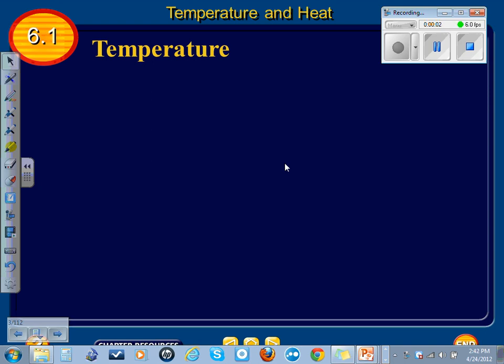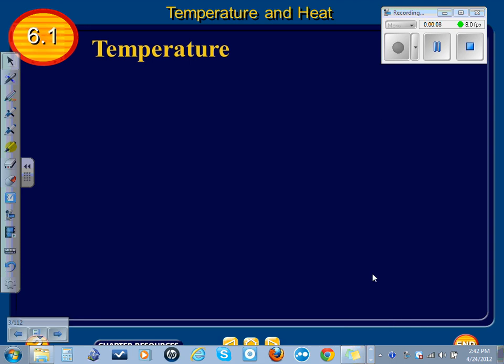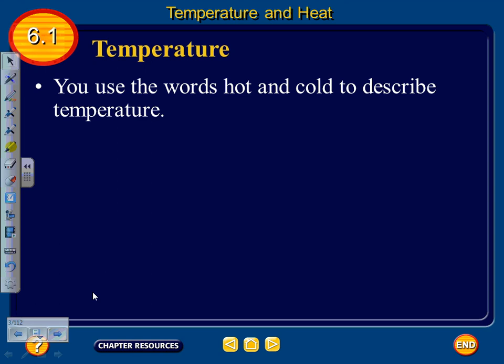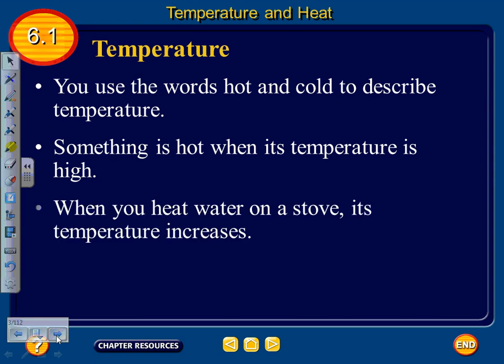This will begin the lecture for Chapter 6, and Chapter 6 deals with thermal energy. The first section deals with temperature and heat. Temperature. Use the words hot and cold to describe temperature. Something is hot when its temperature is high. When you heat water on a stove, its temperature increases.